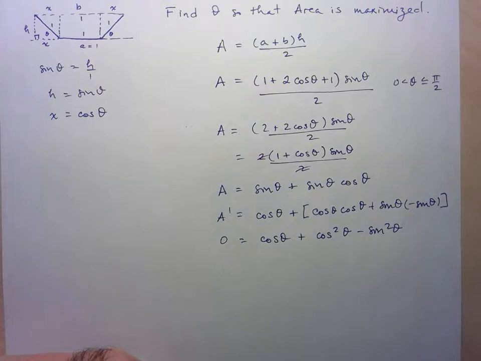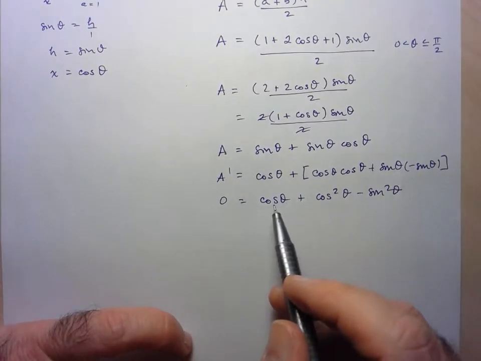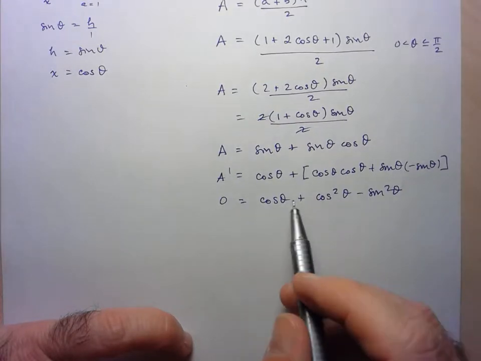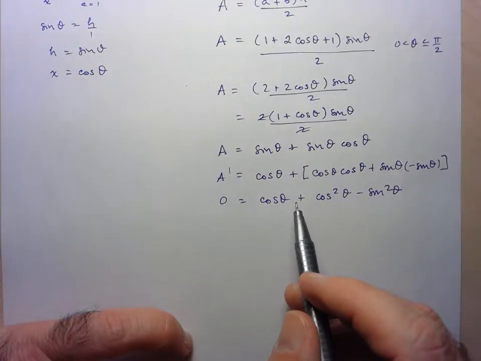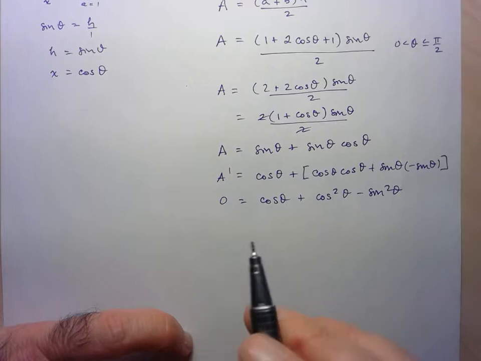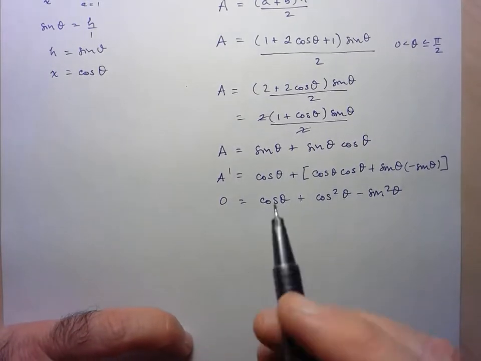Okay, now this is where things get a little dicey because I'm not quite seeing how I'd be able to solve this. I mean, we could factor out a cos theta here, but that really doesn't look like it's going to help us. So this is where we have to go back and remember all that work we did with trig identities. This is where we're going to see the importance.